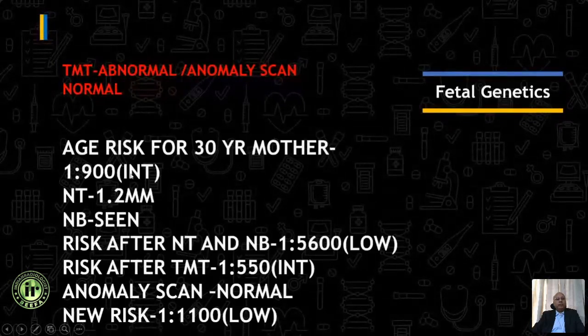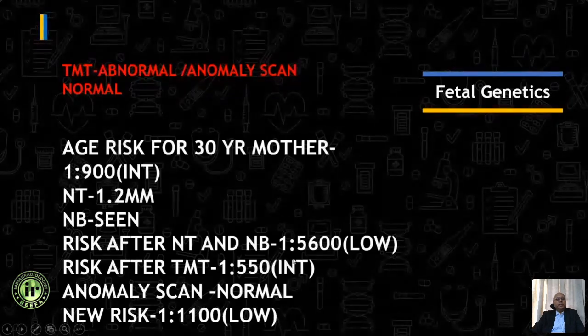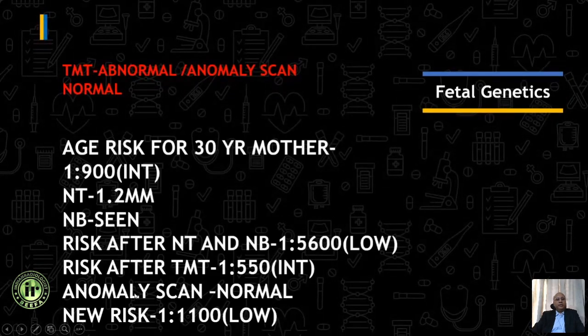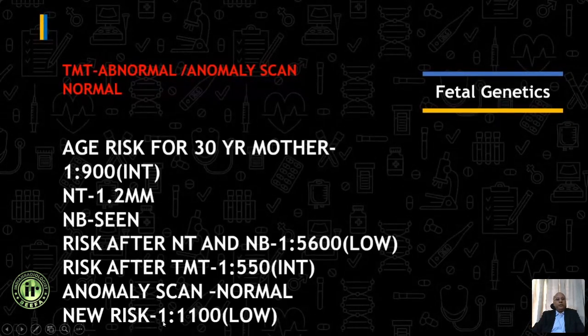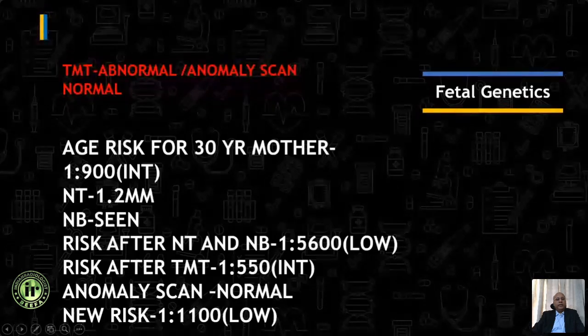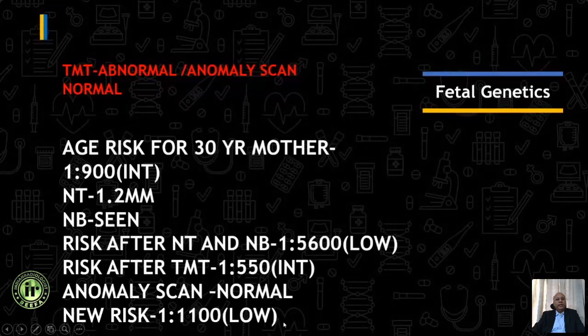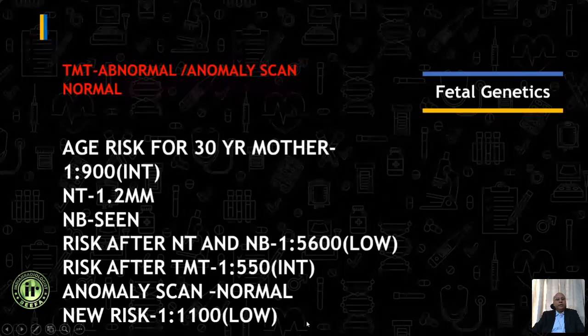Now we have a scenario where the triple marker test is abnormal. Now she comes in with 1 in 900 based on age. Her NT risk is 1 in 5600, and she does not do a double marker test, but she goes for a triple marker test, which is abnormal, and the risk becomes 1 in 550. But then you proceed with the genetic sonogram, and if it is normal, her risk becomes 1 in 1100, and it's a double of 550, and the new risk is low, and then we counsel them not to do anything.